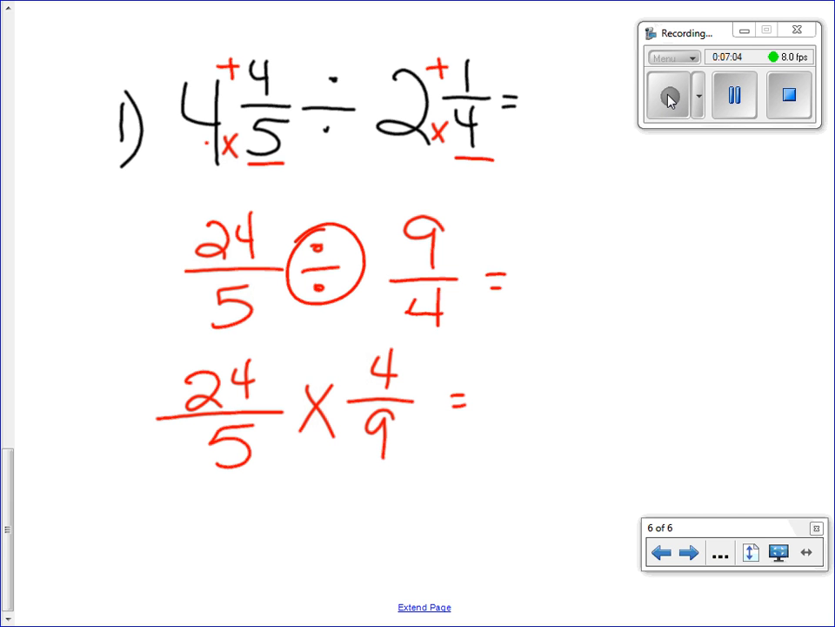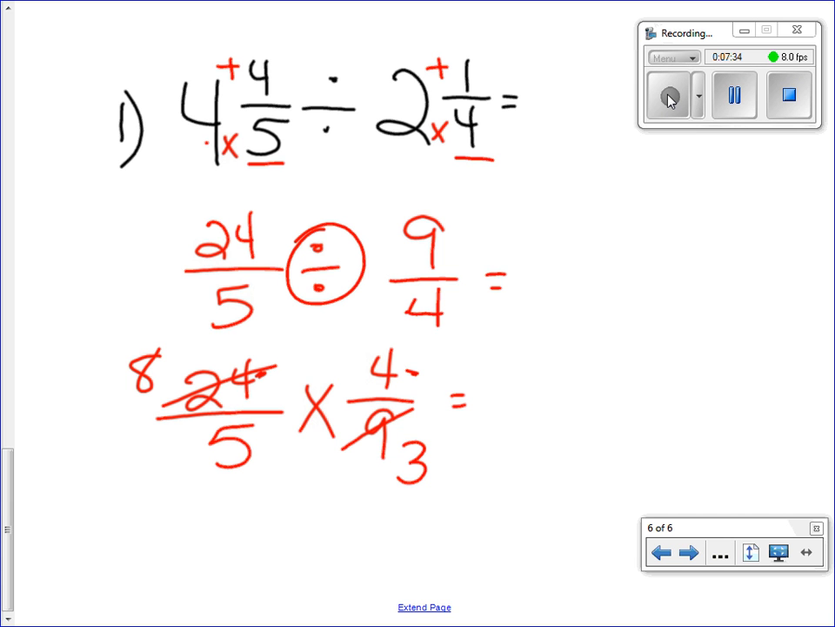We want to check to see if there's anything that can cross-cancel. Remember, cross-canceling can only be done with one numerator and one denominator. So a lot of students really think 24 and 4, but we can't do that because they're both numerators. So we're going to just have to see if anything will work. I can do 24 and 9 because they both can be divided by 3. 24 divided by 3 is 8. 9 divided by 3 is 3.